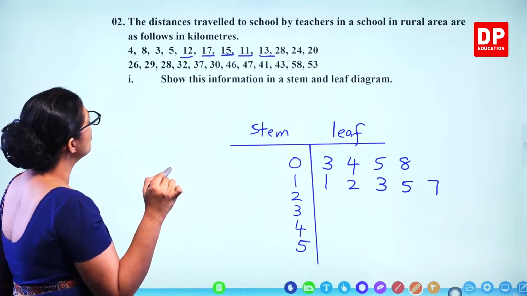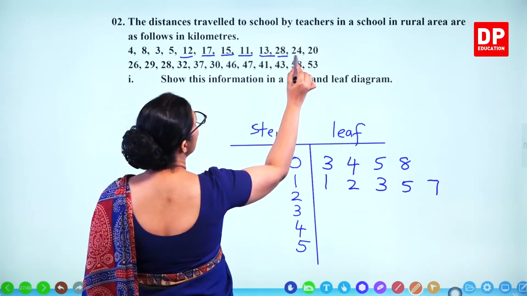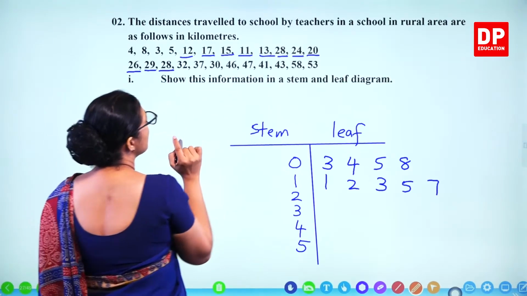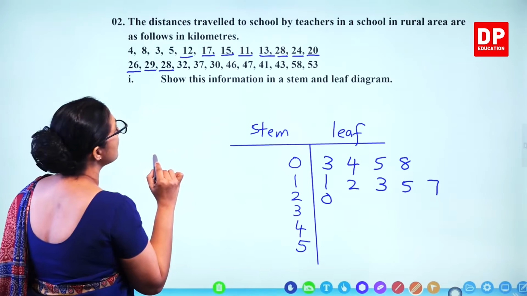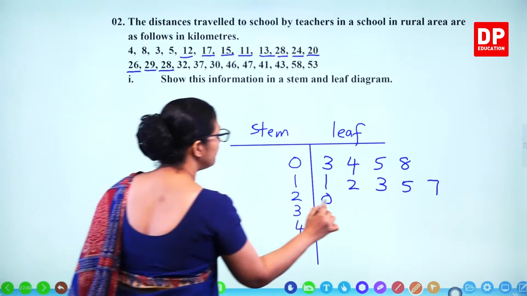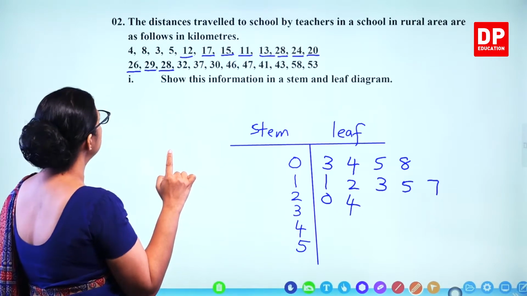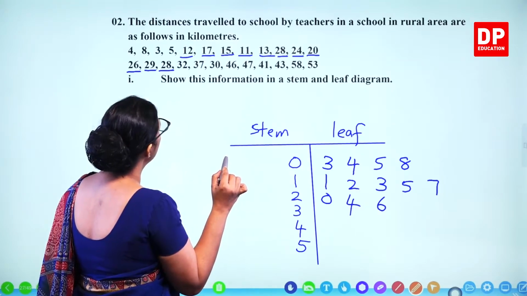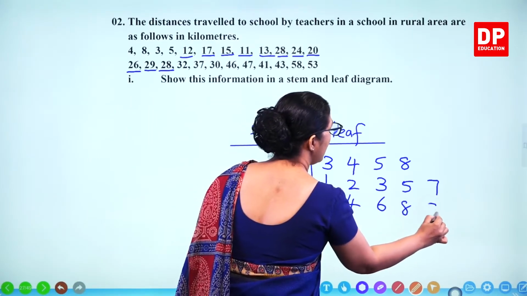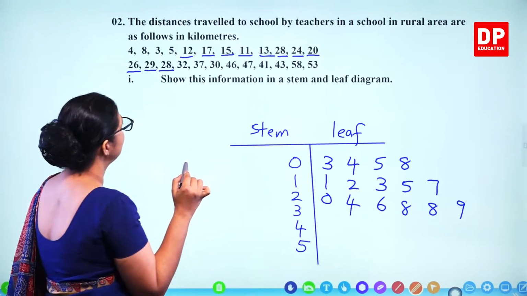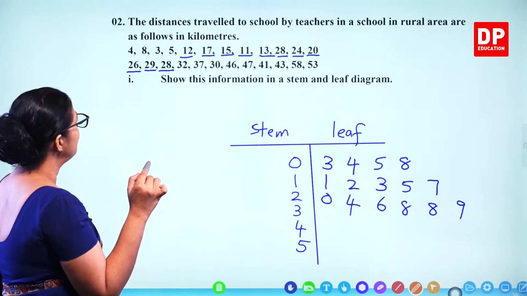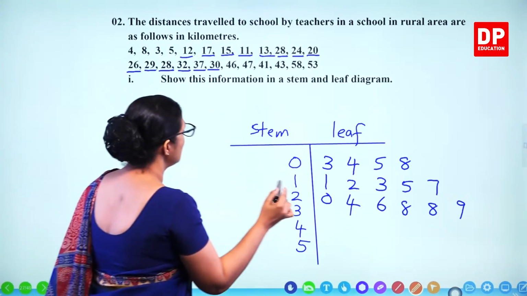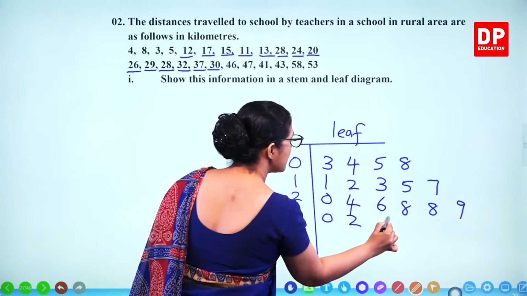Then the 20s: 28, 24, 20, 26, 29, 28. Okay, so starting from 0, then you get 4. 24 is there. Then 26. Then two 8s are there. And then 9, 29. Then the 30s: 30, 32, 37. So 0, 2, 7.